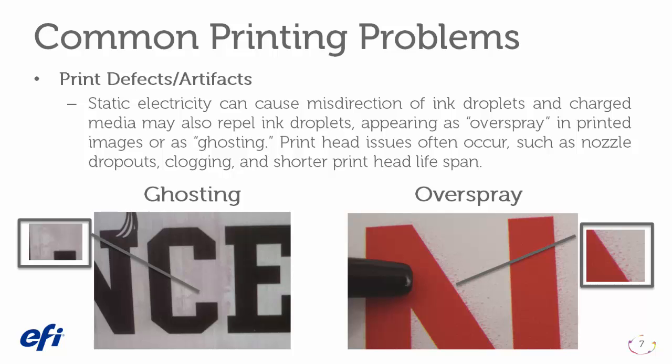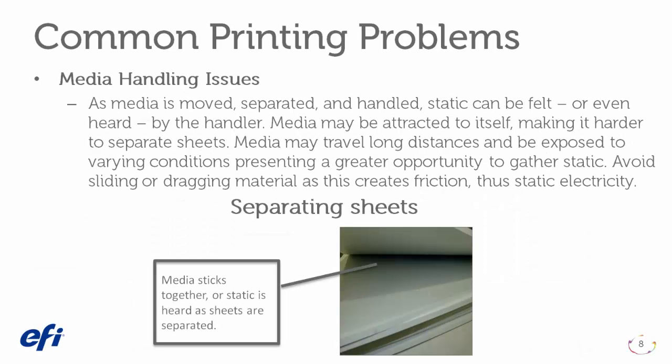Look at the images here for representations of these types of defects. Media handling issues are also a concern. As media is moved, separated, and handled, static can be felt, or even heard, by the handler. Media may be attracted to itself, making it harder to separate sheets. Media may travel long distances and be exposed to varying conditions, presenting a greater opportunity to gather static. Avoid sliding or dragging material, as this creates friction, thus static electricity.